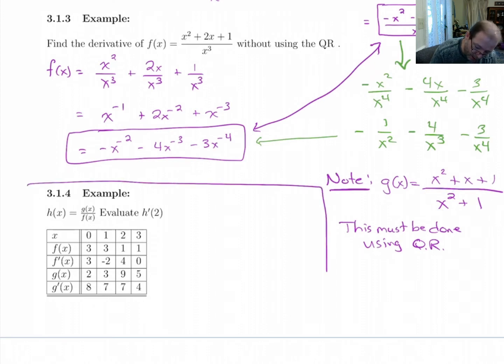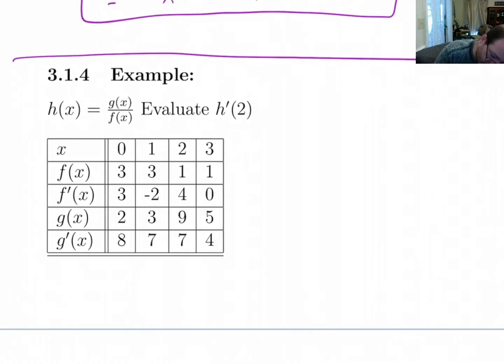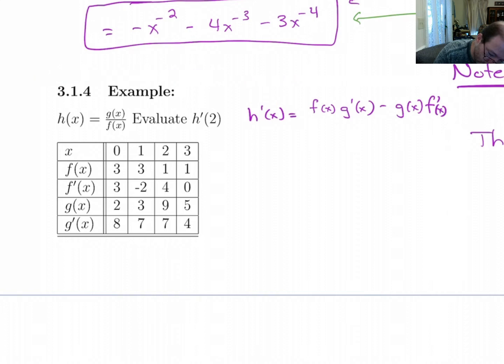All right. So let's do this example. H of x is equal to g over f, and we're supposed to evaluate h prime of 2. Okay, so h prime of x is going to be low d high minus high d low over low squared.